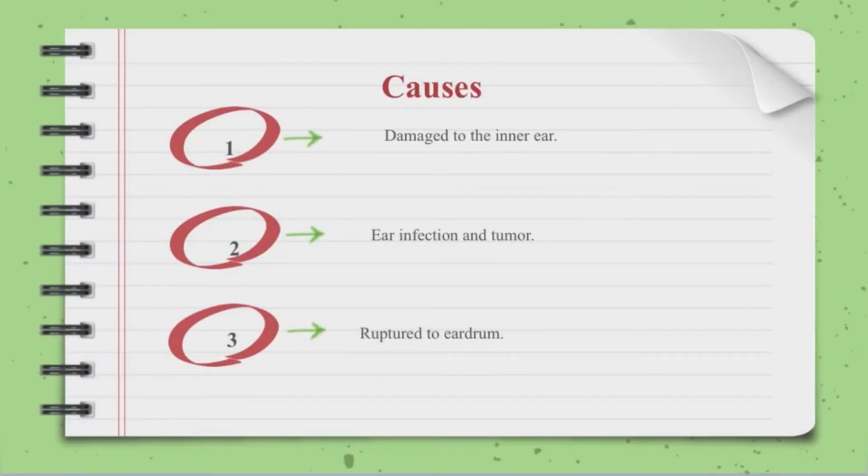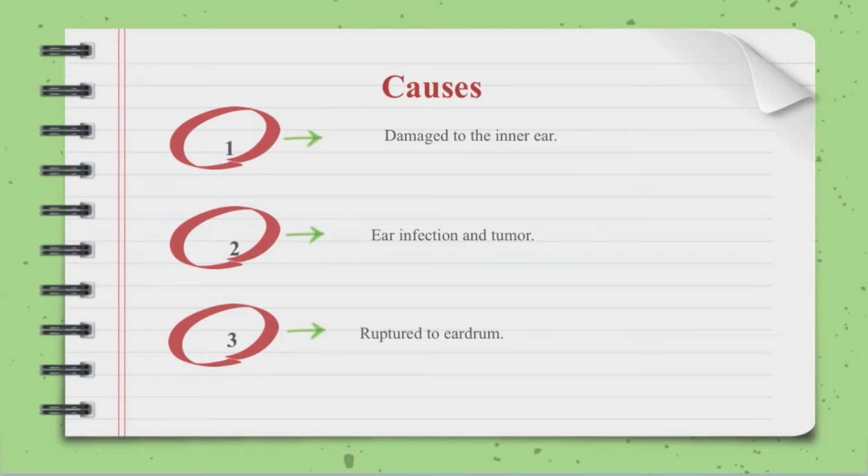Today, I'm going to share with you all about causes. The first is causes, the second one is risk factors, and the third one is prevention of hearing impairment. First and foremost, I would like to explain the causes of hearing impairment. The first cause is damage to the inner ear. Damage to the inner ear could happen if we are exposed too much to loud noise or voice.